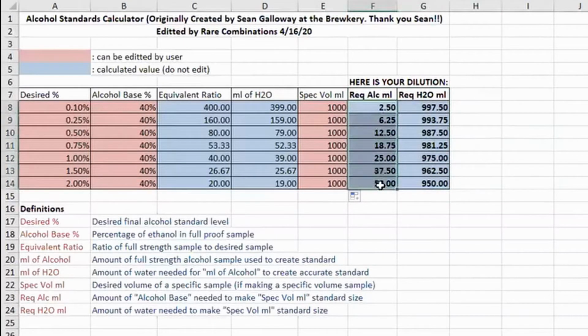This first column will be the required milliliters of 40% alcohol to make 1 liter of 0.1% alcohol, right? Then you'll also need 997.5 milliliters of water to top that off. For the next solution, you would add 6.25 milliliters to 993.75 milliliters of water. And then just one more example that's maybe a little easier to think about: this one would be 50 milliliters of your 40% ethanol added to 950 milliliters of water.